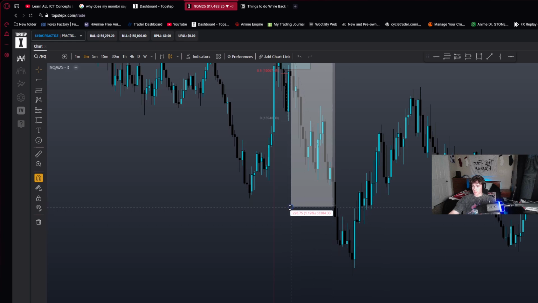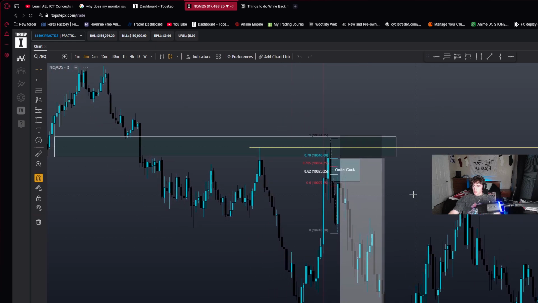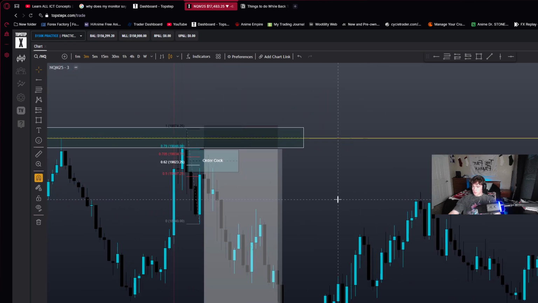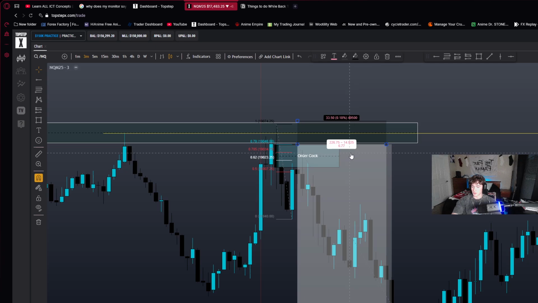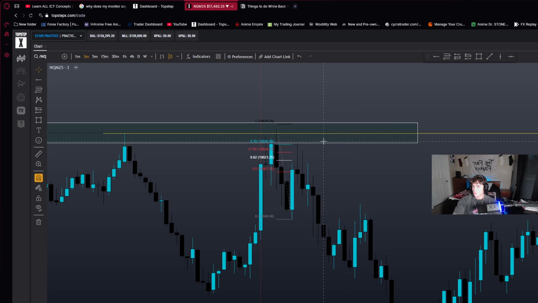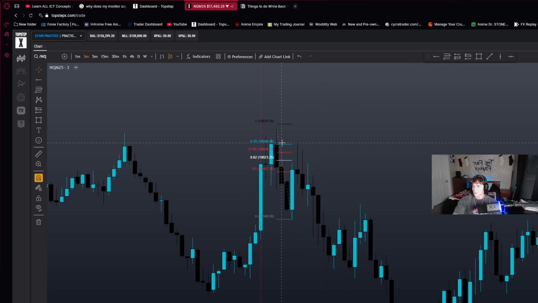This is a fair value gap right here. It's just beautiful. Anyways, okay. That's one beautiful trade for this day. Let's look for another.